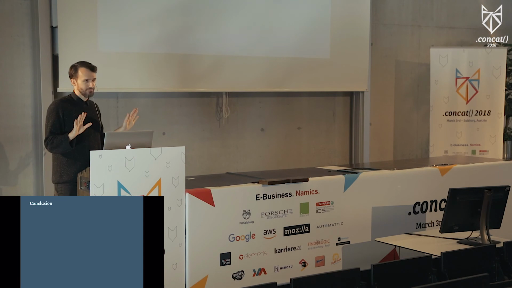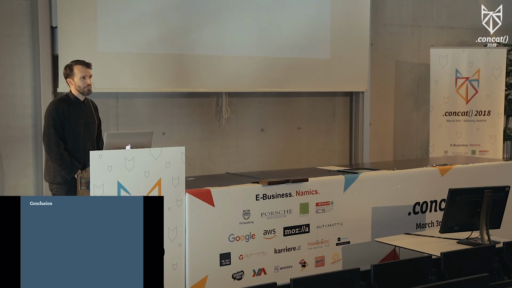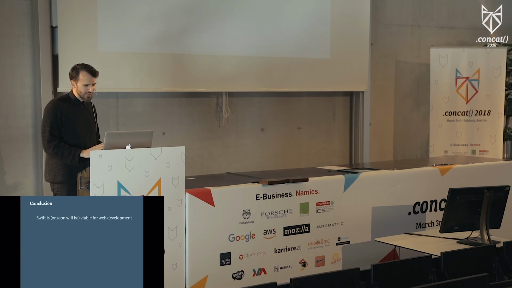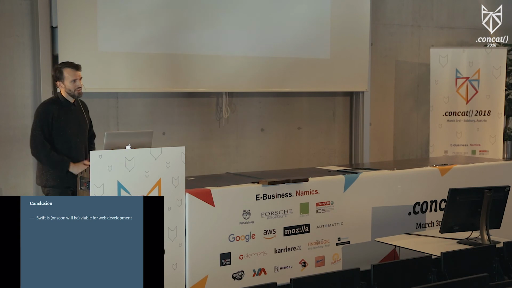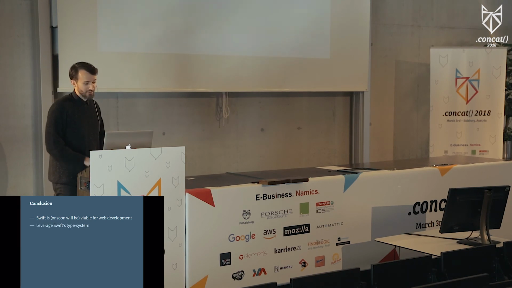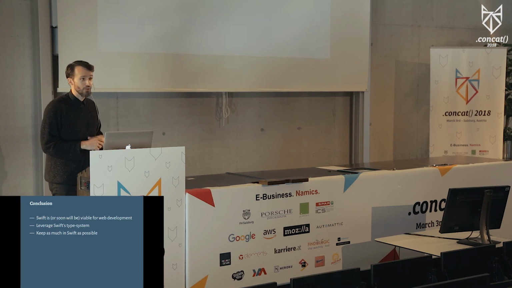Okay, so in conclusion, there are some things I learned while working on this stuff, and I think they'll be important to keep in mind as Swift on the server becomes more popular. Swift is, or soon will be, viable for web development. I think there are a few little things to work out. Leverage Swift's type system as much as possible so that runtime errors are just compile time errors. Keep as much of it in Swift as possible so that you don't need a lot of layers of build tools in order to do some basic things.